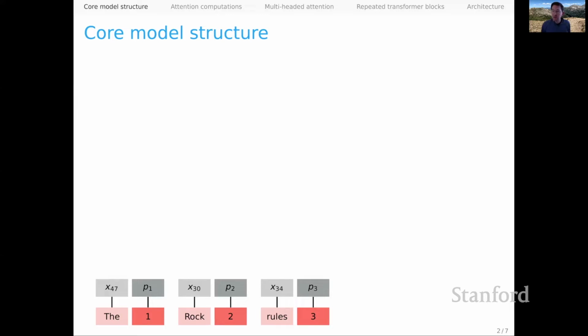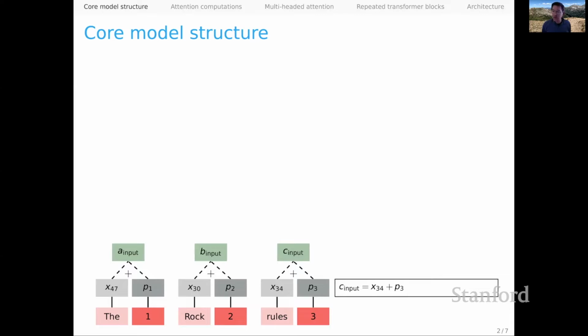To form what we think of as the actual embedding for this model, we do an element-wise addition of the word embedding with the positional embedding. And that gives us the representations that are in green here. You can see that on the right side of the slide, I'm going to be keeping track of all of the calculations with regard to this C column here, and they're completely parallel for columns A and B. So to form C input, we do element-wise addition of X34, the embedding for the word rules, and P3, which is the embedding for position 3 in this model.